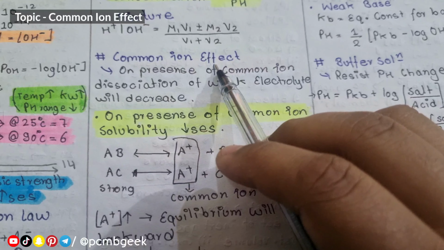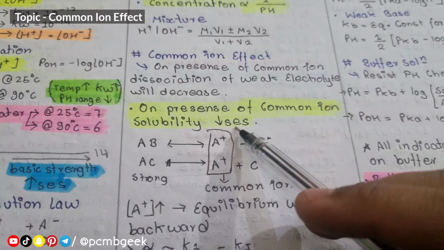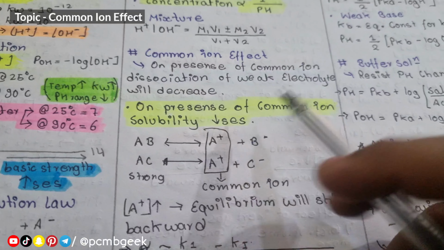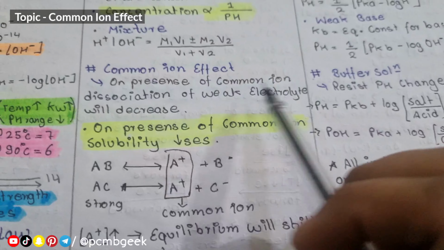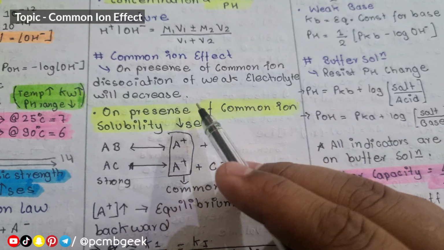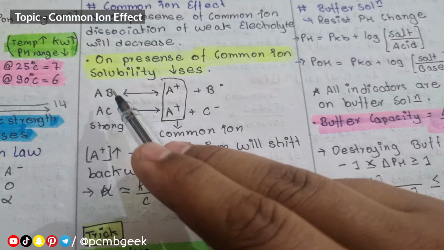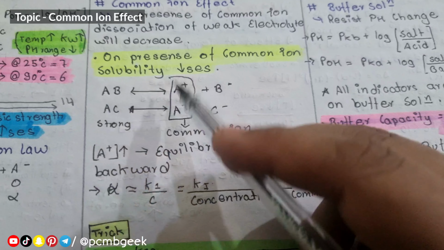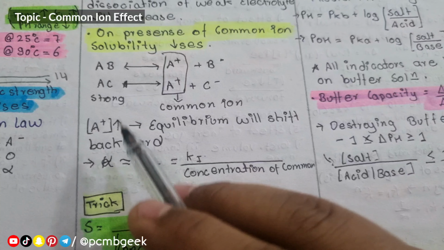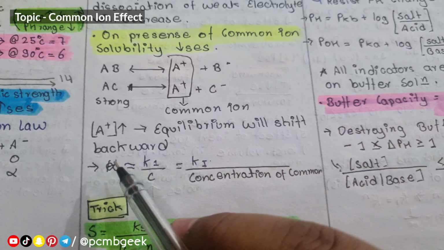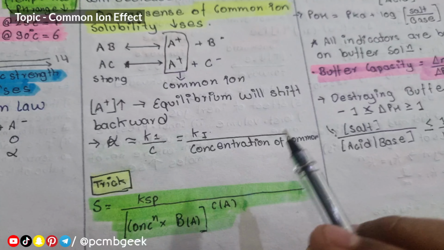Now what is the common ion effect? It simply suggests that the degree of dissociation of a weak electrolyte will decrease when we add a strong electrolyte sharing a common ion. That is, in the presence of a common ion, dissociation of the weak electrolyte will decrease. In the presence of a common ion, solubility also decreases. Let us suppose there are two compounds AB and AC. As they share the common ion, that is A plus, when the A plus increases, the equilibrium will shift backward. That is, alpha equals Ki divided by the concentration of the common ion.